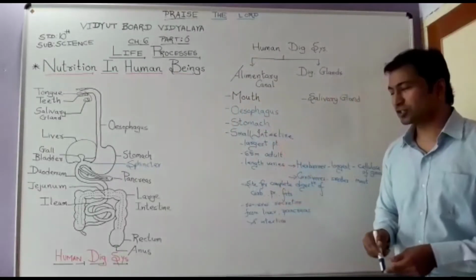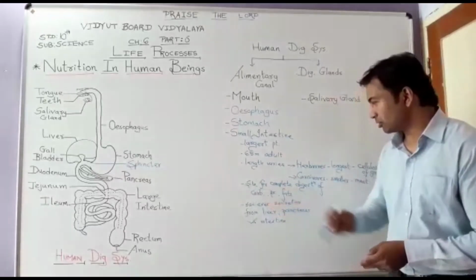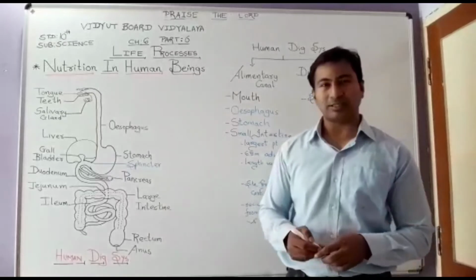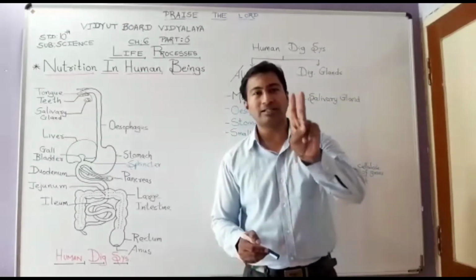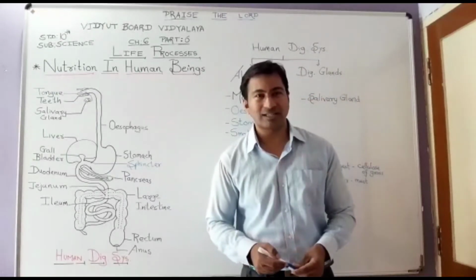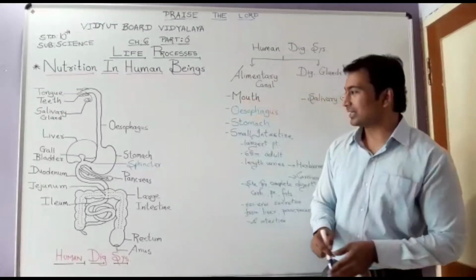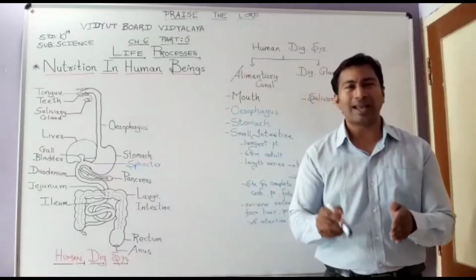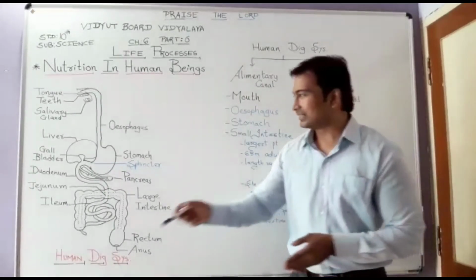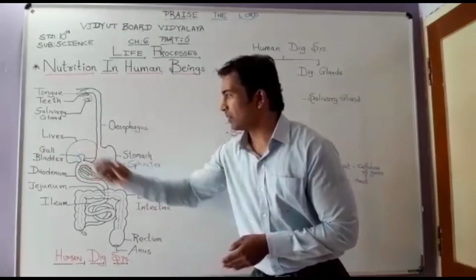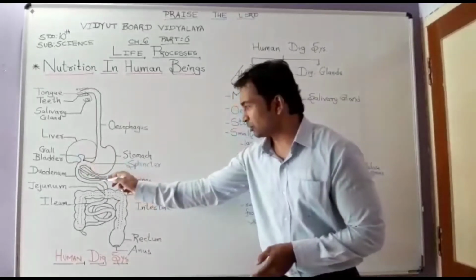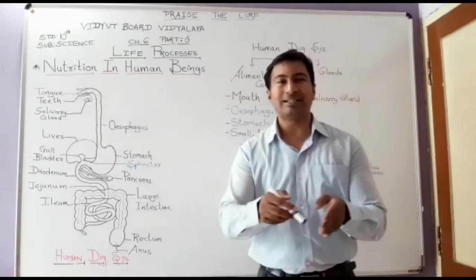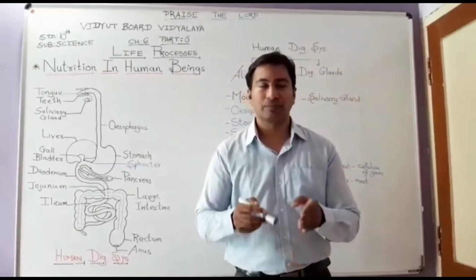Now, this small intestine is also the site for the complete digestion of 3 major substances, that is the carbohydrates, proteins and fats. And in doing so, there are a lot of secretions which ultimately help in this proper and complete digestion. That is the secretion from the liver, the secretion from the pancreas, and the third, that is the intestinal secretions also. Thank you very much.